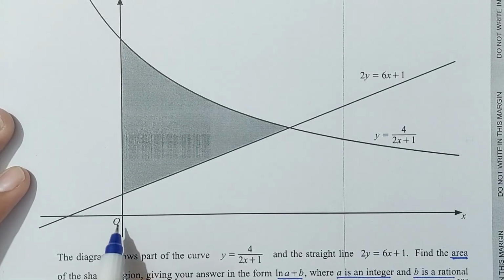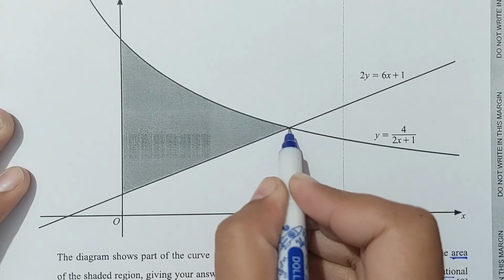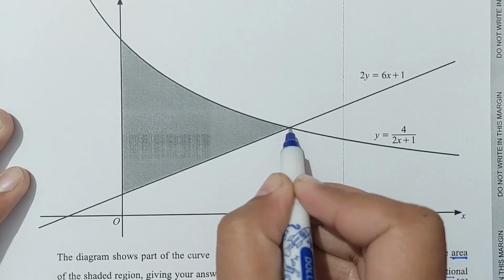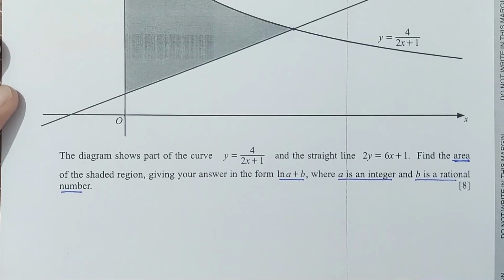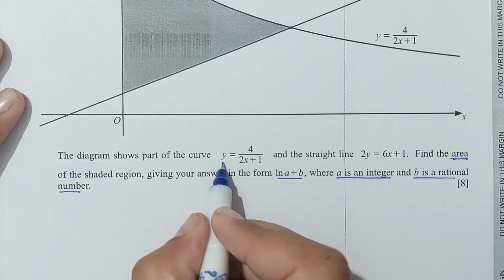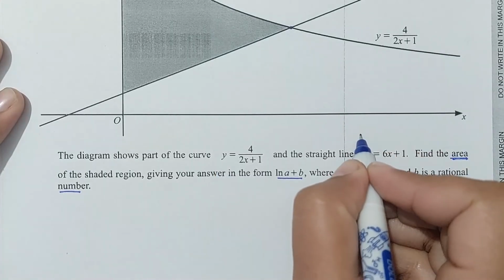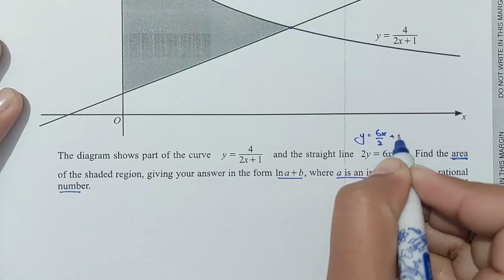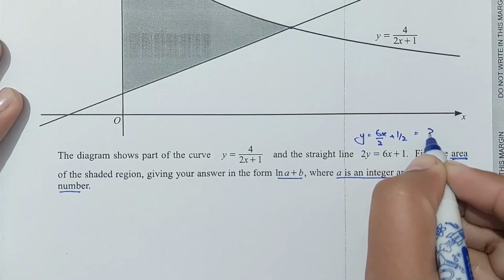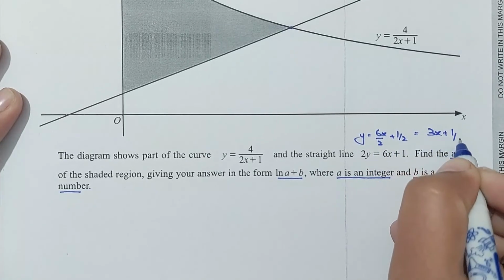So for this, here the x value is 0. We have to find the point of intersection of the curve and the line. This curve and this line, find out their point of intersection. Let's do this. Here we have y. What is y over here? Y over here would be 6x by 2 plus 1 by 2, which is 3x plus 1 by 2.